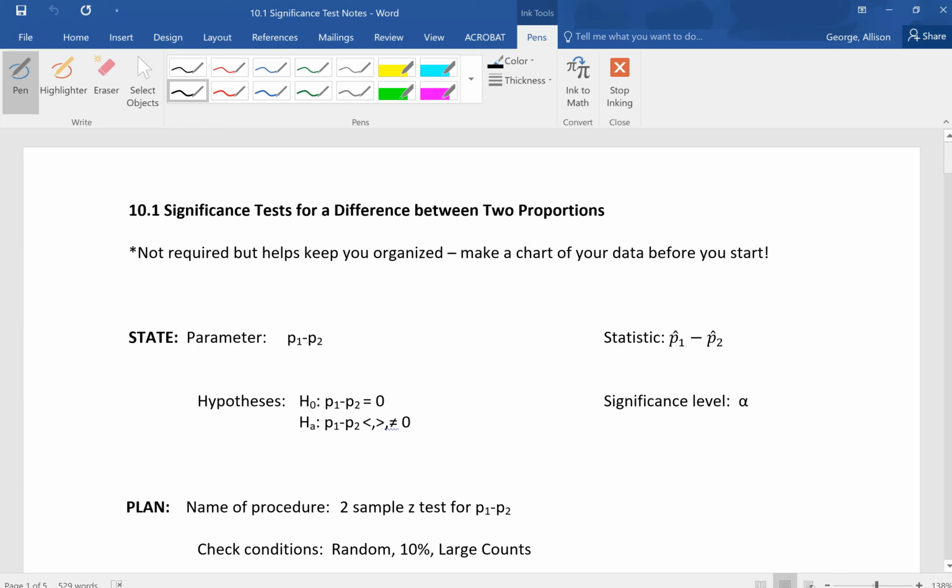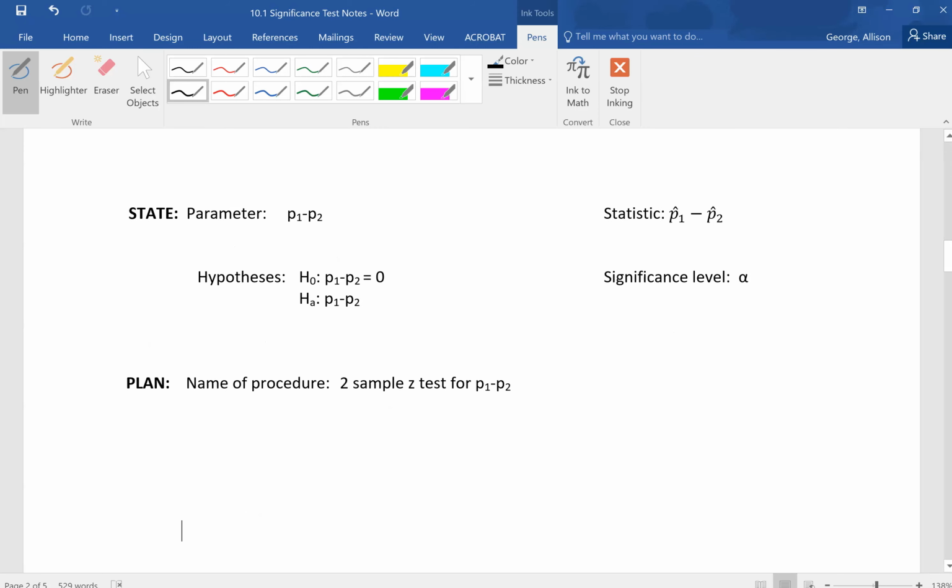So remember, our null hypothesis is always equals, and in this case it's always equal to 0. You don't have to think about your null hypothesis. It's straightforward. For your alternate hypothesis, you have to make a decision as to whether it's less than, greater than, or not equal to. And that's based on the wording in the problem. If it says different, then it would be not equal to; less than or greater than, bigger or smaller, then you use the appropriate sign. And this one is a 2-sample z-test for P, and that's what we're going to be looking for.